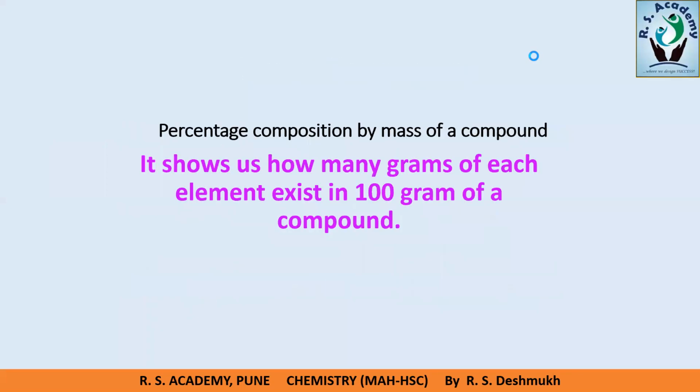Whenever I say percentage composition by mass of a compound, it means that it shows us how many grams of each element exist in 100 gram of a compound.